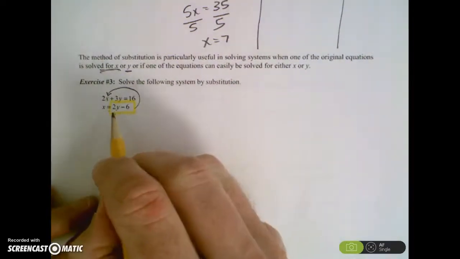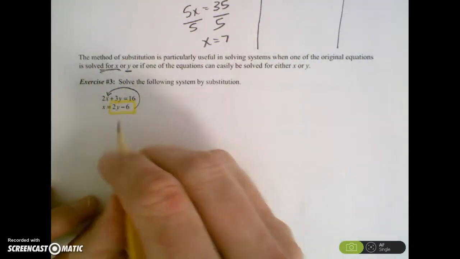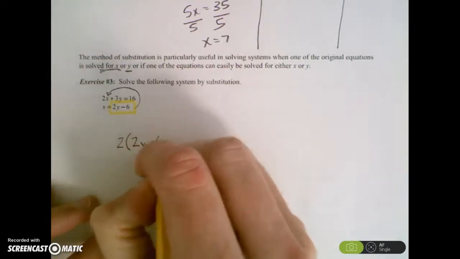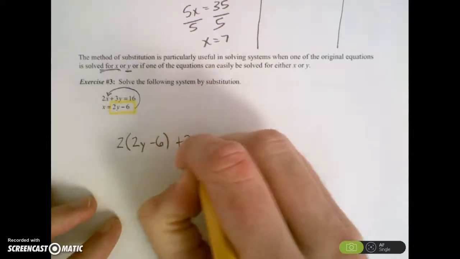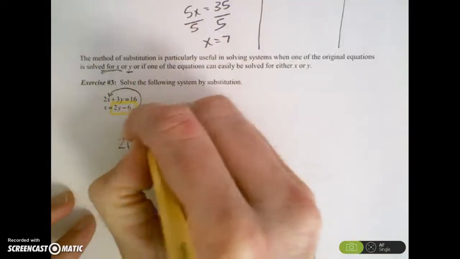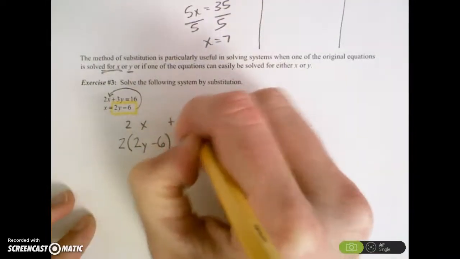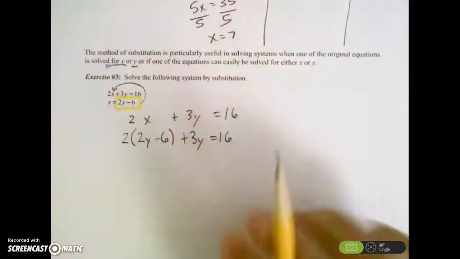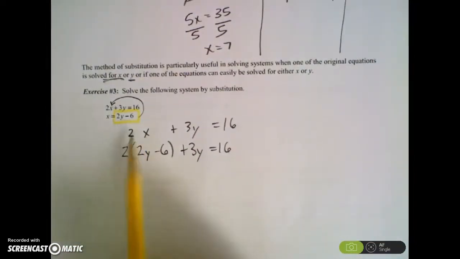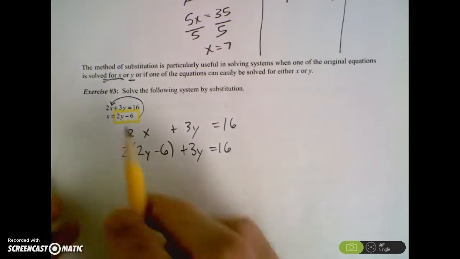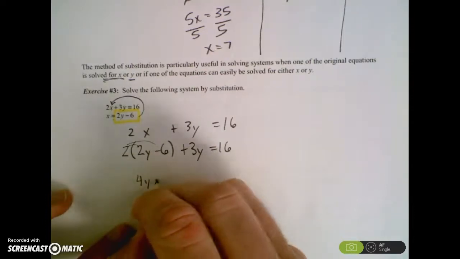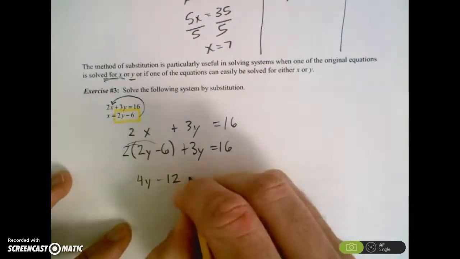So let's do that. This box is replacing the x. I'm doing 2 parentheses 2y minus 6 plus 3y equals 16. Let me write down 2x plus 3y on top of it just so we can see the original equation. So notice all I've done is I've substituted, I've replaced x with the 2y minus 6. And now you have to use your knowledge of algebra. You distribute because you've got parentheses with a number on the outside.